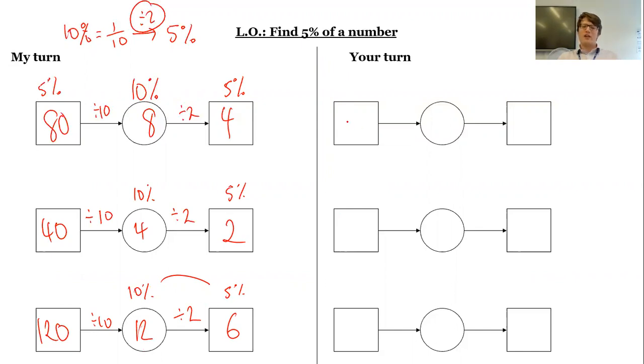So your turn now. Have a go at these and see how you get on. Pause the video, unpause when you're ready.